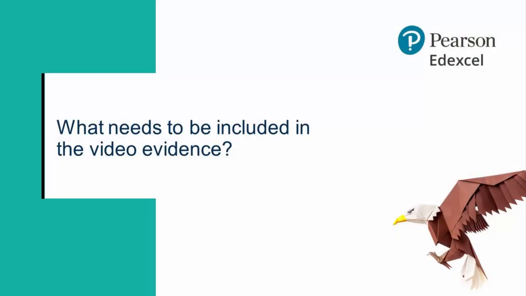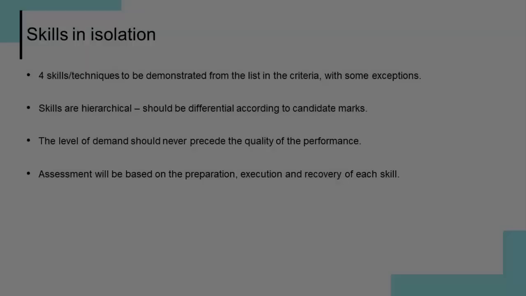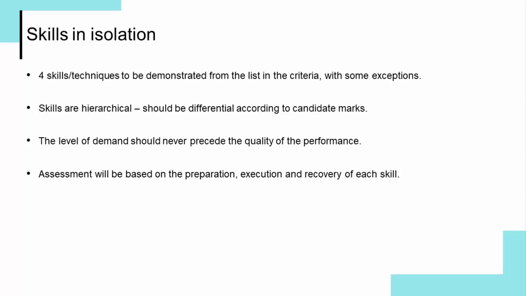Let us now examine what should be included in the filming of the assessment of the skills in isolation, as that is the first element of the activity criteria. Candidates should be filmed demonstrating 4 skills or techniques from the list in the criteria, with some exceptions such as athletics and swimming, where all the skills listed should be performed.